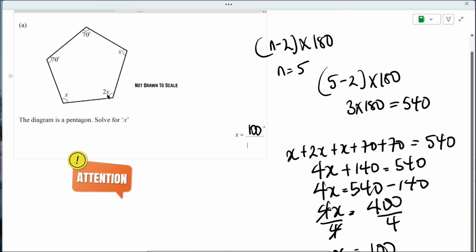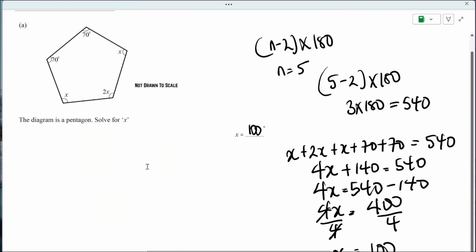You could be asked to find 2x. And if you're asked to find 2x, since you know x as 100, you just multiply 2 by 100, then you get 200. And that's actually the largest of the interior angles. Hope you understand.